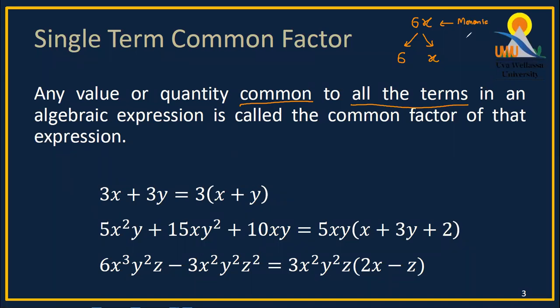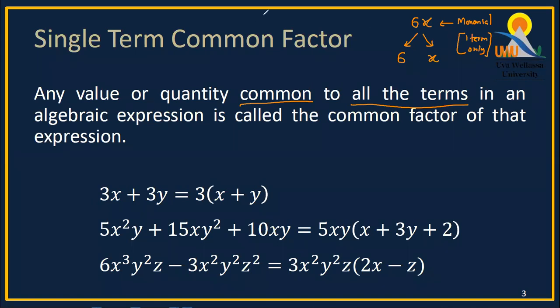It is because we are having only one term only. Therefore, if we are having an expression, and this expression is just having one term only, then we call it a monomial. If you are having a monomial, then you should be able to convert it into factors. Here, 6x breaks down into factors as 6 and x.